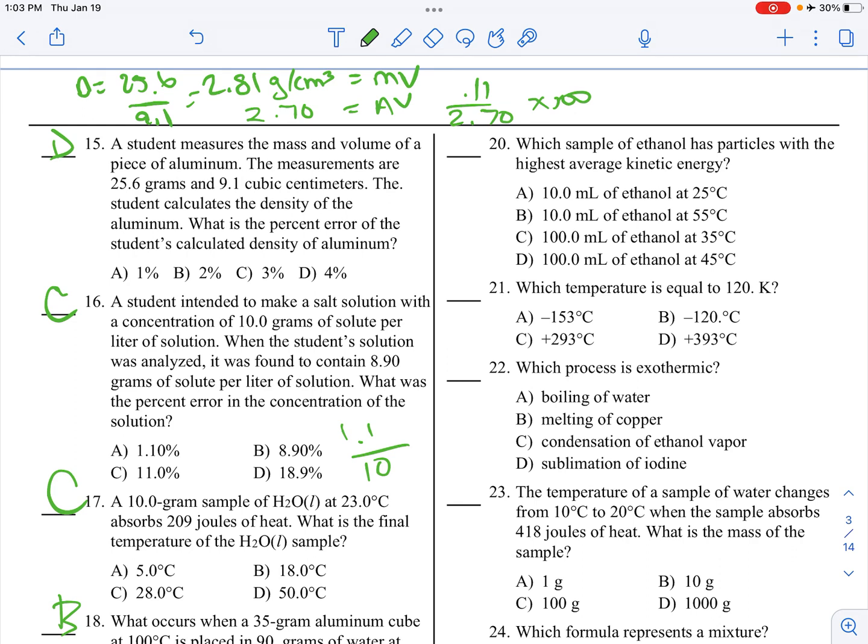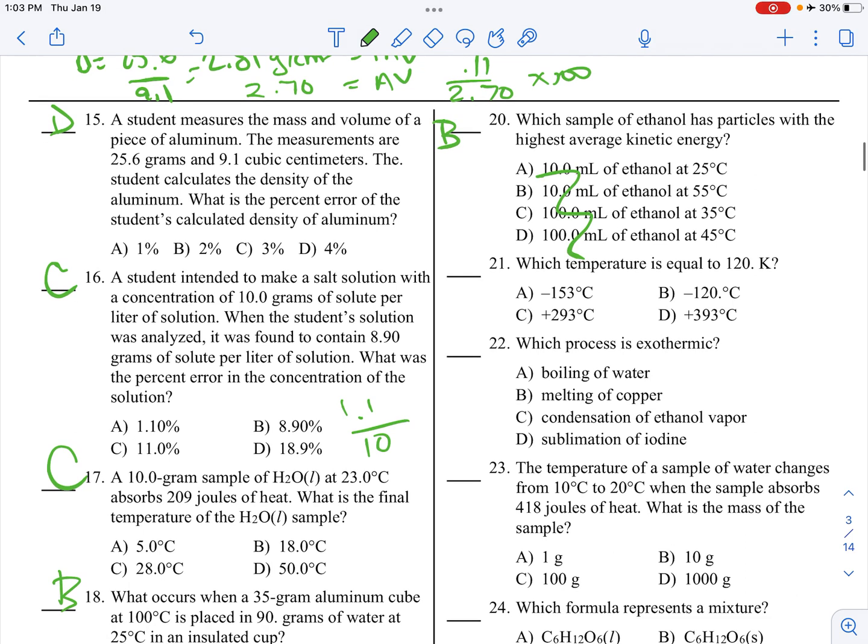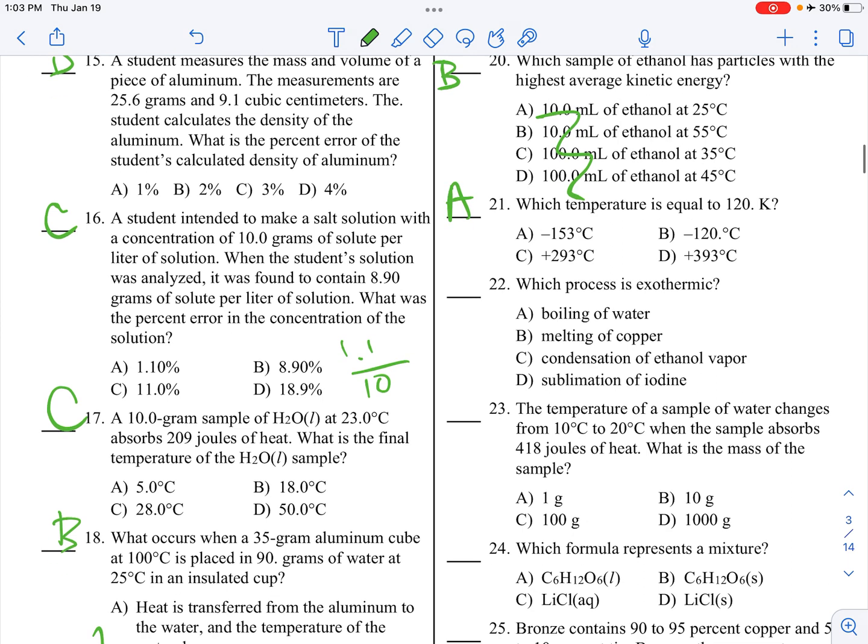Well, which has the highest temperature? We don't care about the volumes. Which is equal to 120 Kelvin? So 120 Kelvin minus 273 is negative 153 degrees Celsius. So once again, use the reference tables.